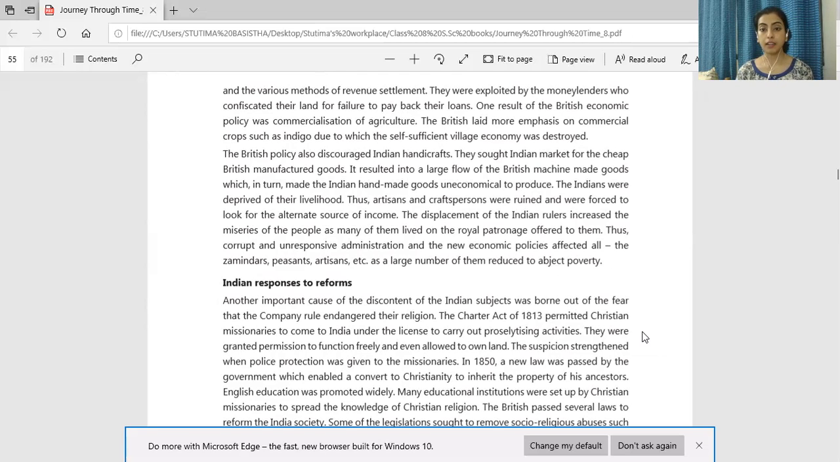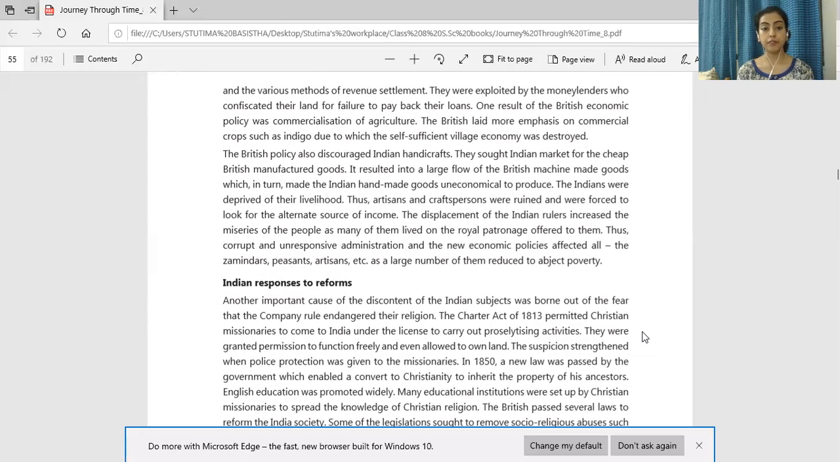So the displacement of the Indian rulers increased the miseries of the people. So as we saw, many rulers and the Nawabs started to lose their power. So after that only, the miseries of the common people started to increase. All right.